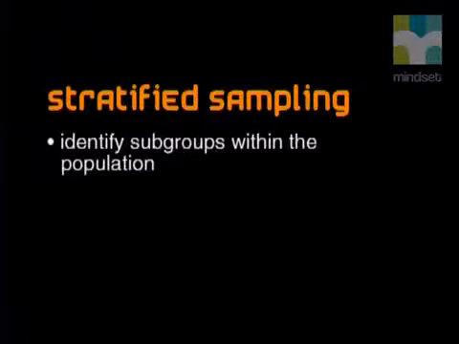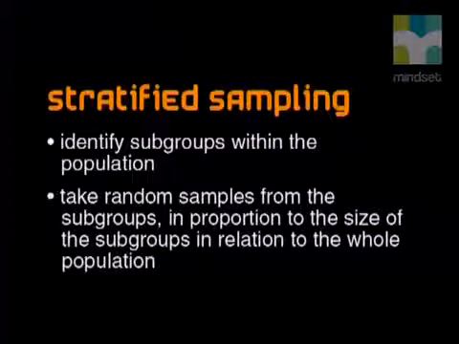This method of sampling looks at subgroups within the population. Random samples are then taken from the subgroups, but in proportion to the size of the subgroups in relation to the whole population. Explain that more. Well, let me give you an example. Say 20% of your customers are teenagers. Break your sample population into teenagers and adults. Randomly sample each group. Just make sure that 20% of your sample comes from the teens and the other 80% from the adults. Okay, I see.